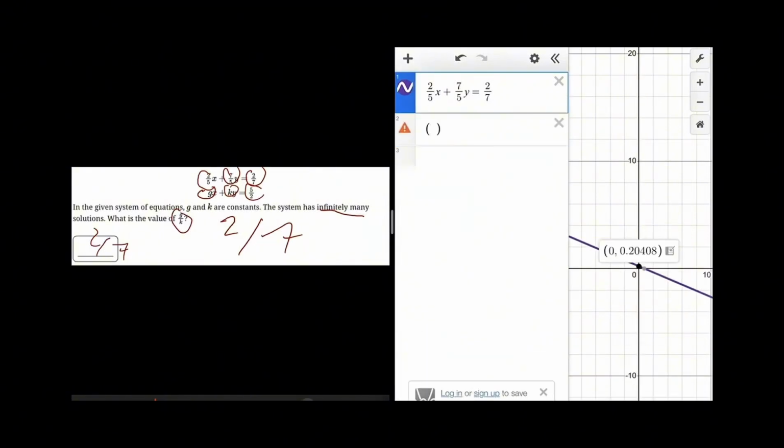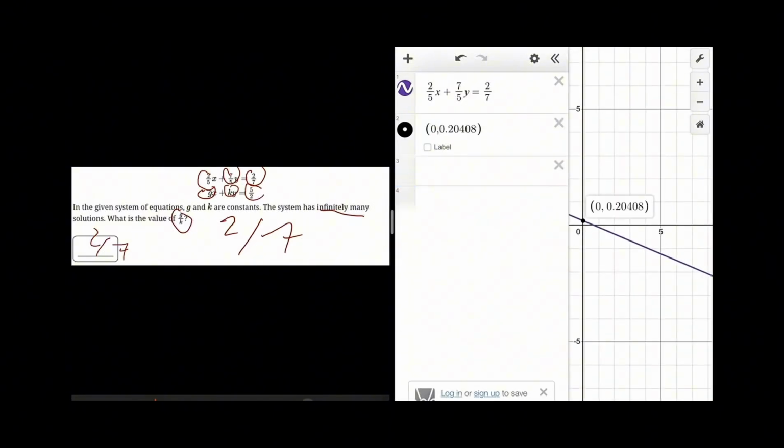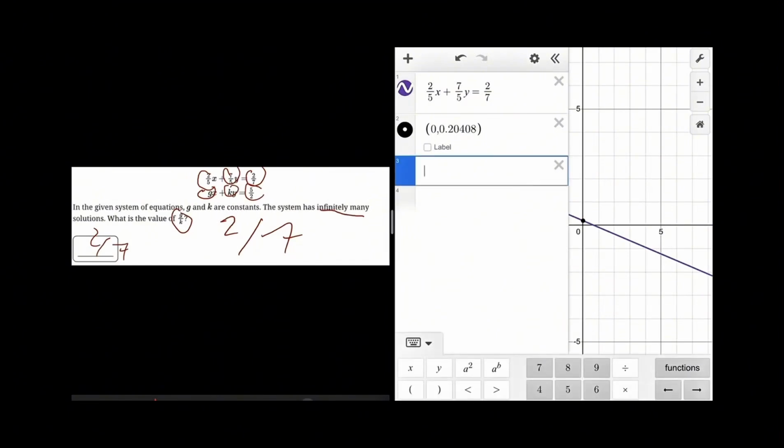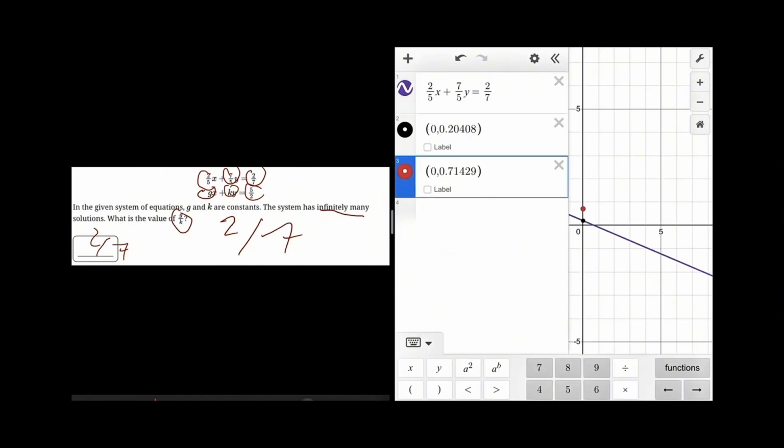First we have 0.20408. And second, the other one is gonna be 0.71429. Oh, it's gotta be opposite. So now we're gonna type in the table.